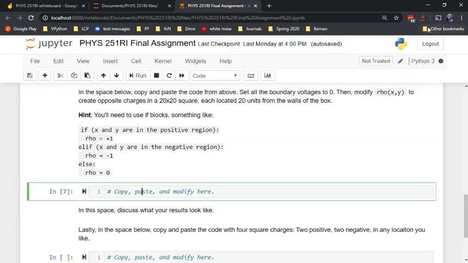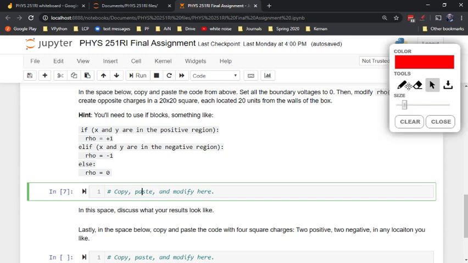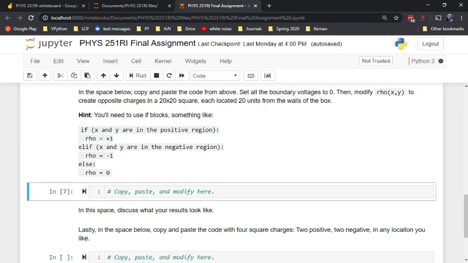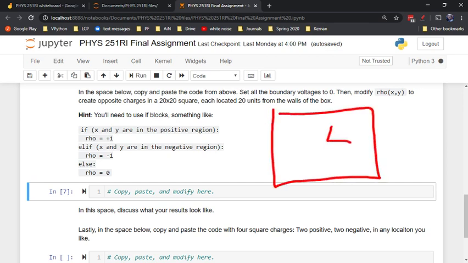I want you to set this up so that it's got 2 square charges inside the box. Here's what that's going to look like. You'll have your box here, right? I want you to set it up so that there is a square of positive charge in one corner and a square of negative charge in the other corner.